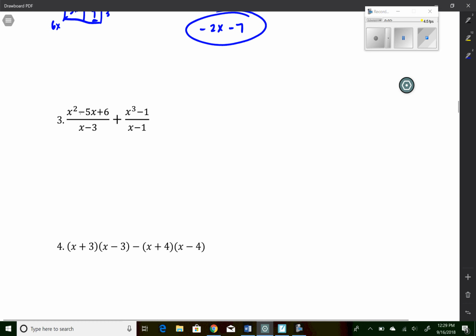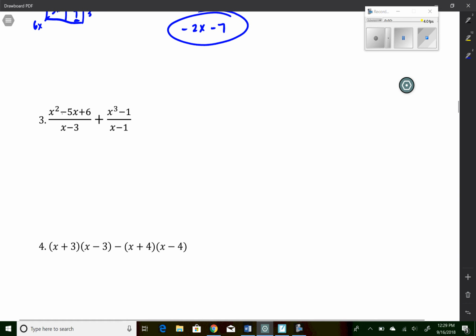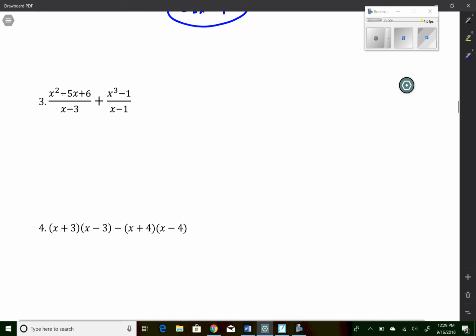Number 3, a couple of you in class started this homework and got to this point, and a couple of you asked me, what should I do first? Should I try and create a common denominator? And you could, and that would totally not be a wrong thing to do. It would just make a messy problem, and I don't think you'd want to do it that way. What I would do is I would just quickly do some synthetic division.